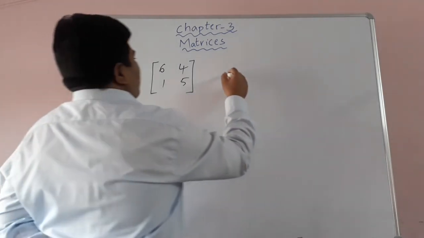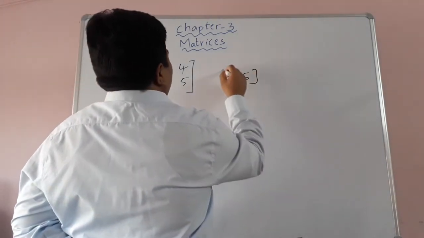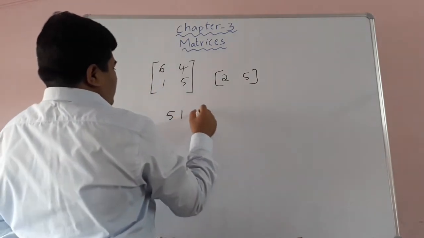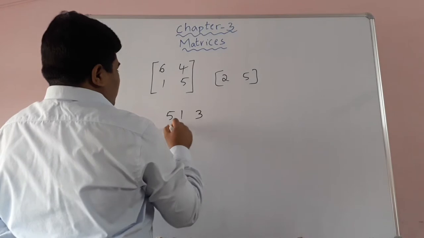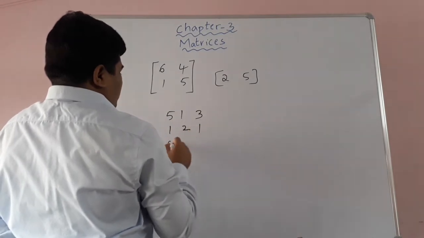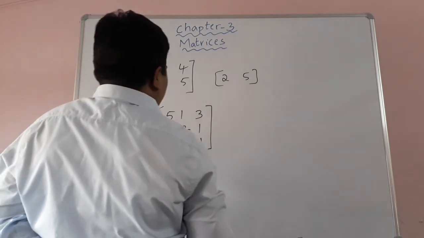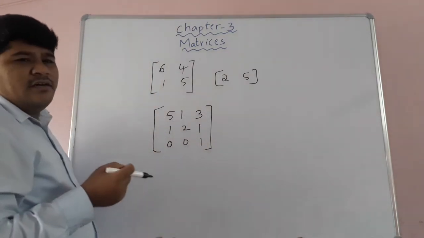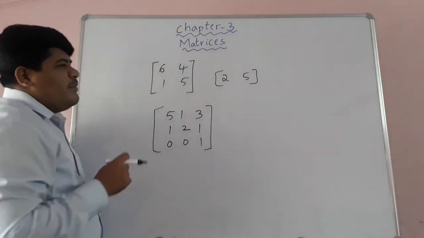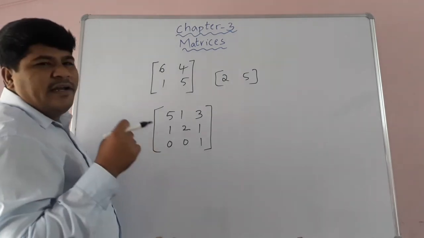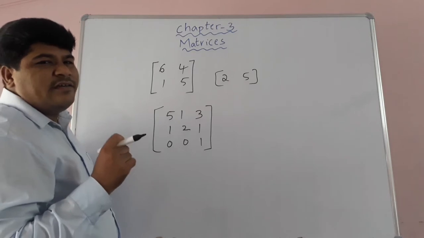Or 2, 5. This is one matrix. Or 5, 1, 3, 1, 2, 1, 0, 0, 1. This is also a matrix. So children, next is the order of the matrix. The number of rows by the number of columns is called its order.